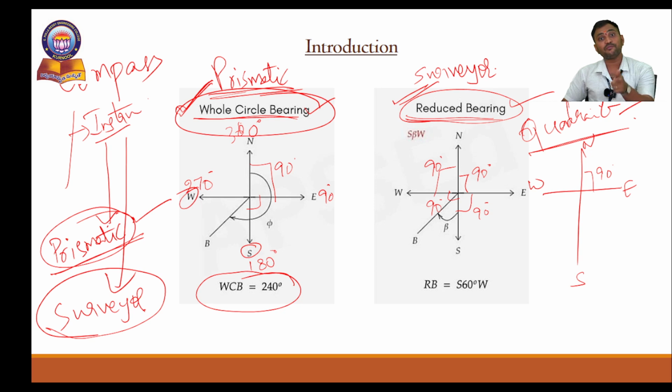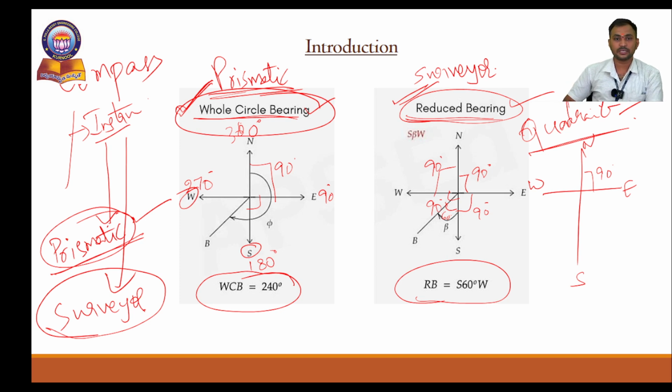If we are taking the readings from the surveyor compass, you just see here reduced bearing, south 60 degrees west. South 60 degrees west is nothing but in between south to west direction, the 60 degrees line will be present here. My dear students, this is the way we have to take the readings.